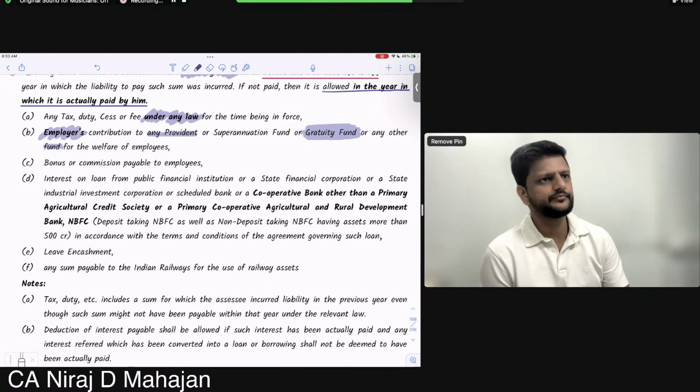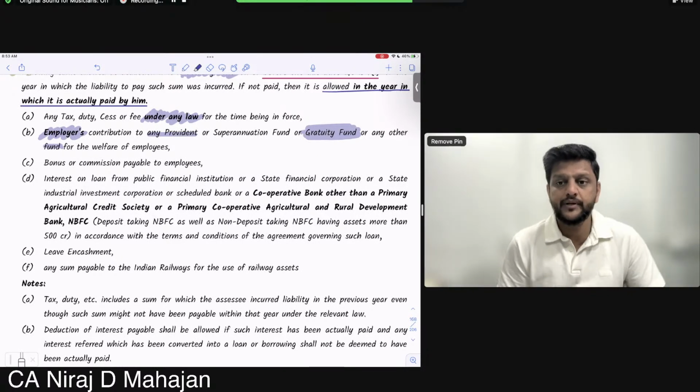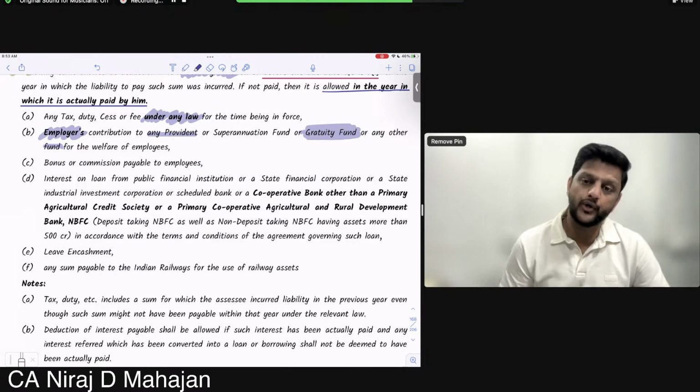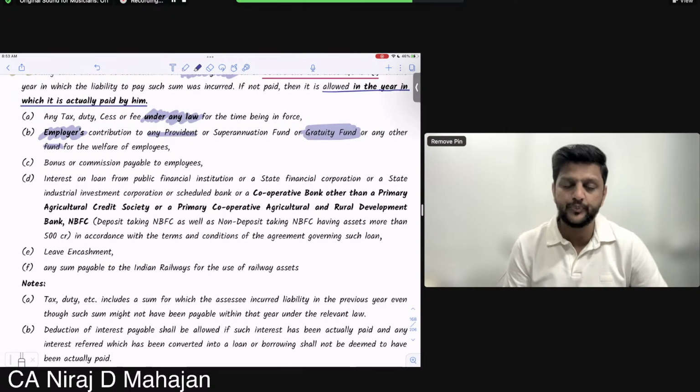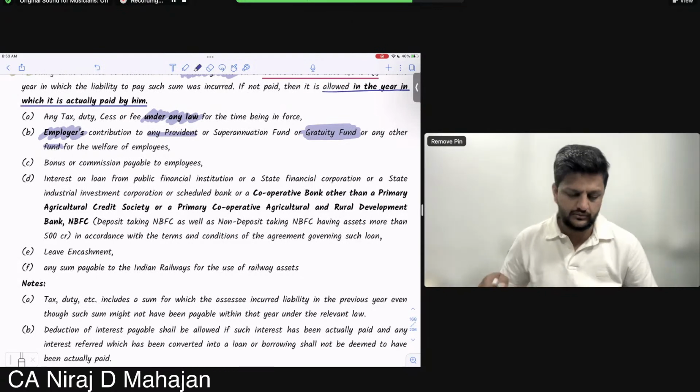Gratuity. It is going to be a big amount, bacho, because you are making payment to the employee, and you have seen the statutory limit for the employee was how much? 20 lakh rupees. The amount can be a big amount in case of gratuity. Clear?